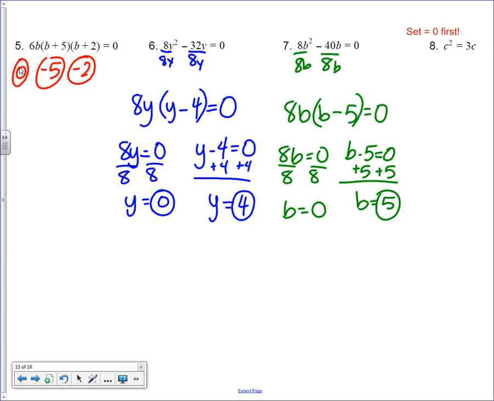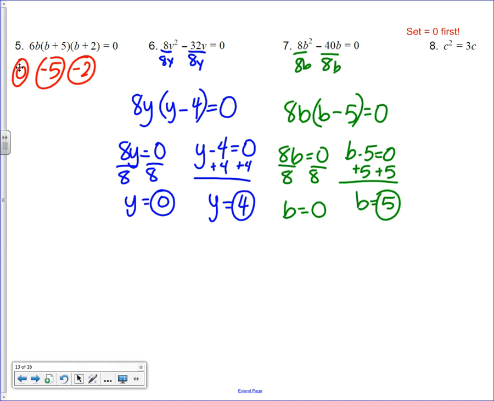Fair enough? All right, one last type of problem to do today. What's different about the next one? What's that, Savannah? It doesn't equal 0. Do you see how the one side does not say equal 0? So you've got to get it equal to 0.